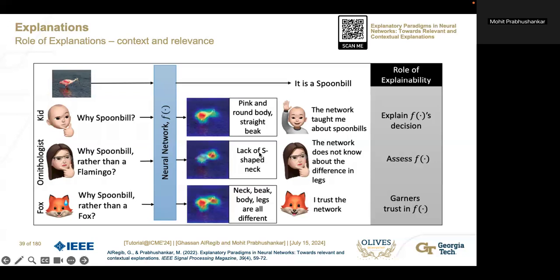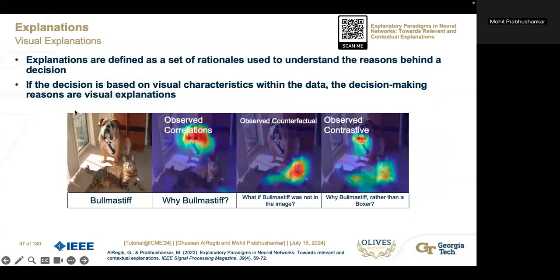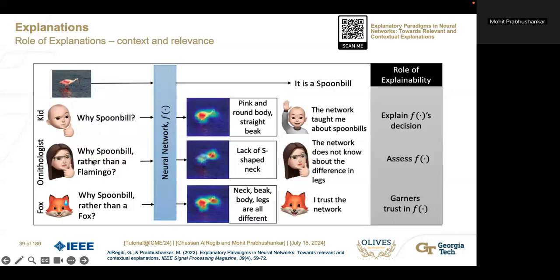Now, the network is showing you lack of S-shaped neck. So now the ornithologist can say, yes, true, your network is right. The neck shape is different, but it probably does not know anything about the change in leg shape. So what that helps the ornithologist do is to assess the network and say that the network knows some things while it does not know other things. This is where, again, the explainability paradigms become very important. The question, instead of just asking why spoonbill, which would be a correlation explanation, is now why spoonbill rather than flamingo, which is a contrastive explanation where the context comes into the picture.